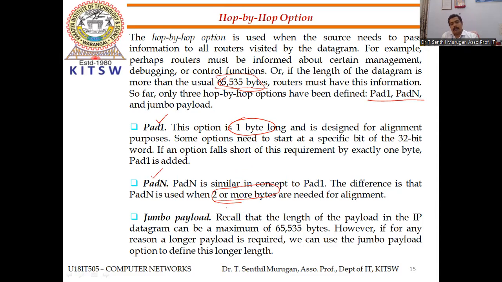That is pad n. The jumbo payload does not add any alignment bytes, but what it does is recall the length of the payload in the IP datagram. What is the maximum value? 65,535 bytes. If a longer payload is there, the jumbo payload is used to define this longer length, and it also recalls the length of the payload.